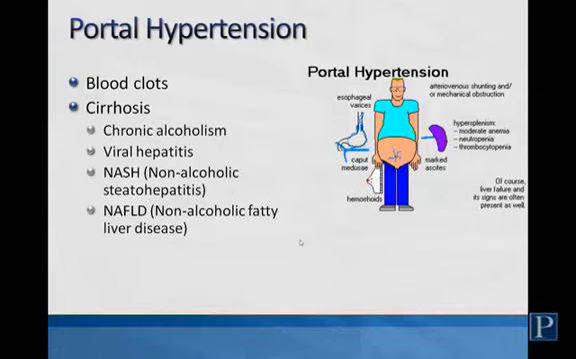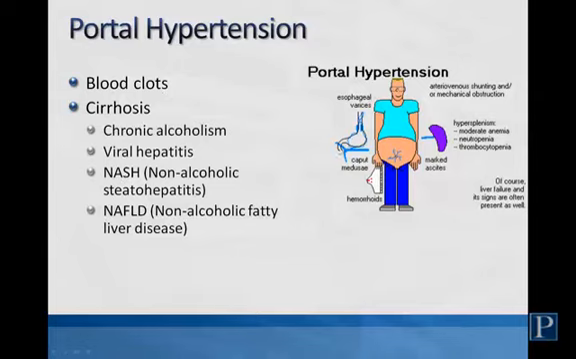Now you may see, say for example, non-alcoholic fatty liver disease in people who are type 2 diabetic, obese, things like that could lead to cirrhosis. So don't automatically assume someone's got cirrhosis because they're alcoholics. But all of these could lead to what we call portal hypertension.